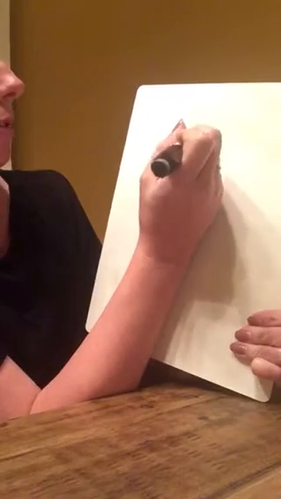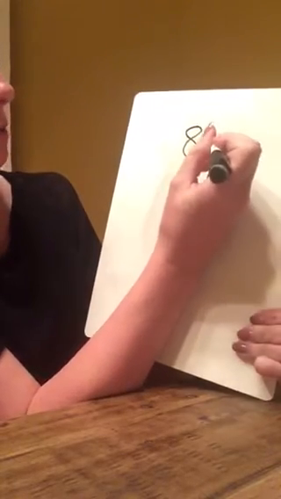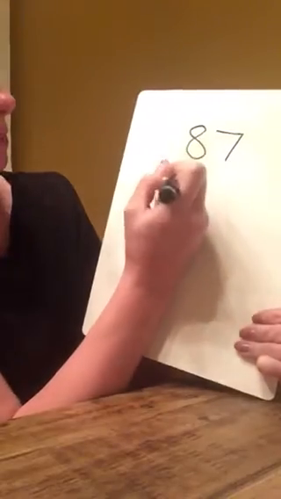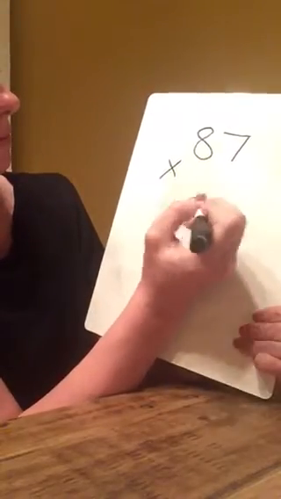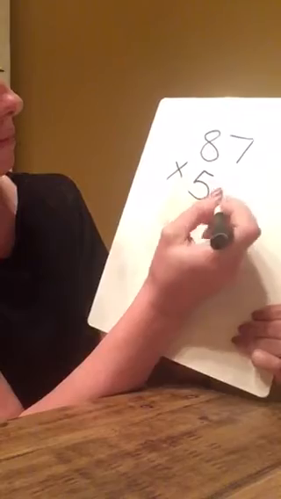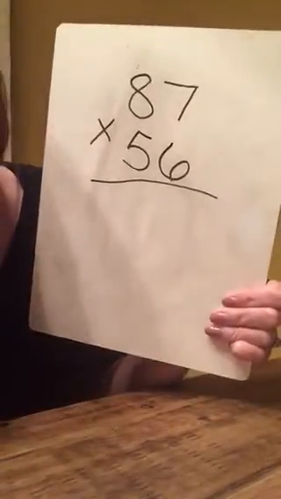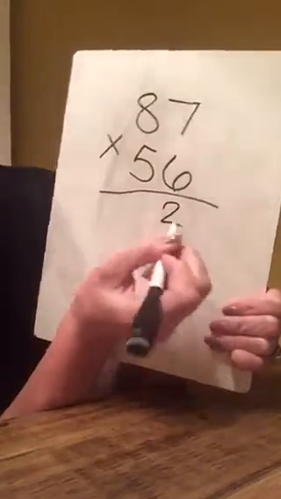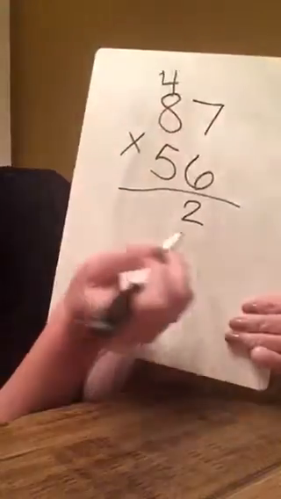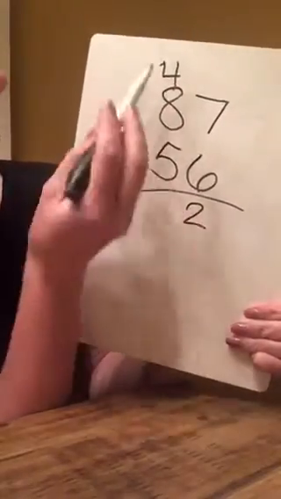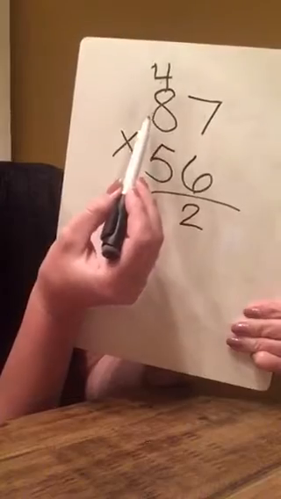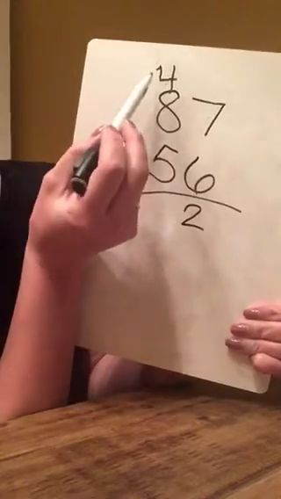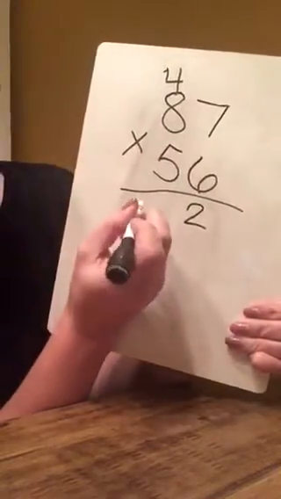Let's do maybe a bigger number. Okay, I'm going to multiply 87 times 56. 6 times 7 is 42. There's my 2, and I brought the 4 up here to the tens place. 6 times 8 is 48. 48 plus 4 is 52.